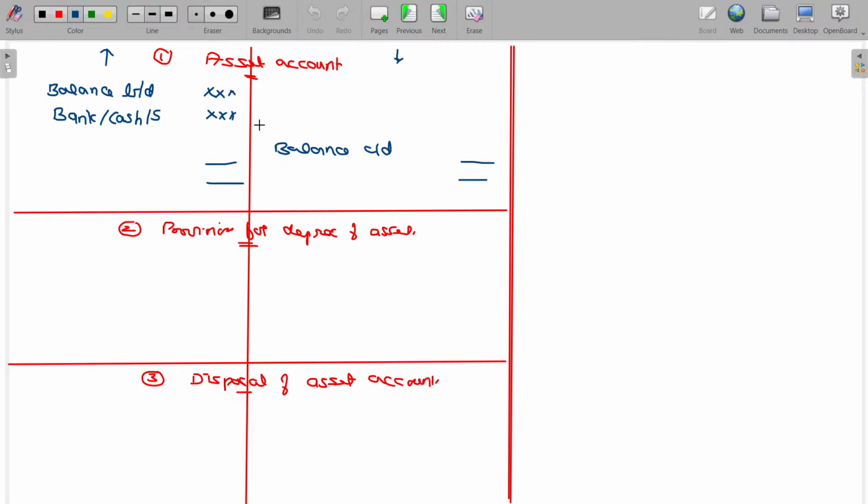Then, what happens here? Whenever you sell the asset, the asset sold is transferred from the asset account to the asset disposal account. So, here, disposal. This will be transferable directly to the disposal of asset account. Directly transferable to this place, the asset account. Okay, that's how we can transfer.